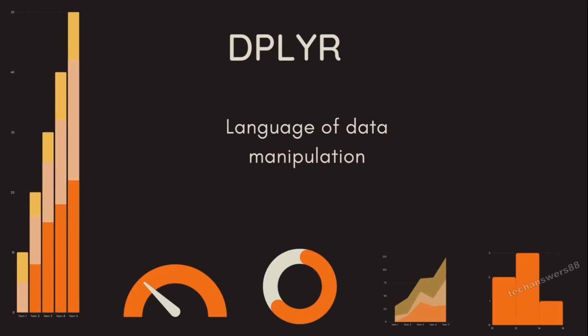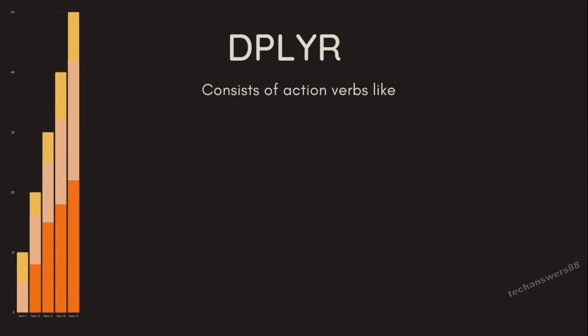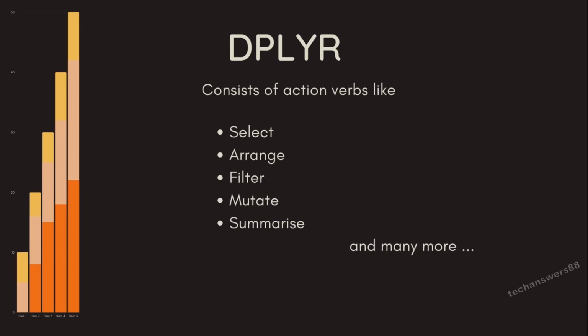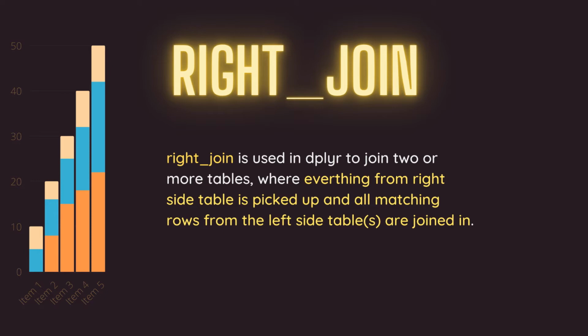Hello and welcome to this video on dplyr. Dplyr is a language of data manipulation which has various action verbs like select, arrange, filter, mutate, and summarize. And this video is about the right join.